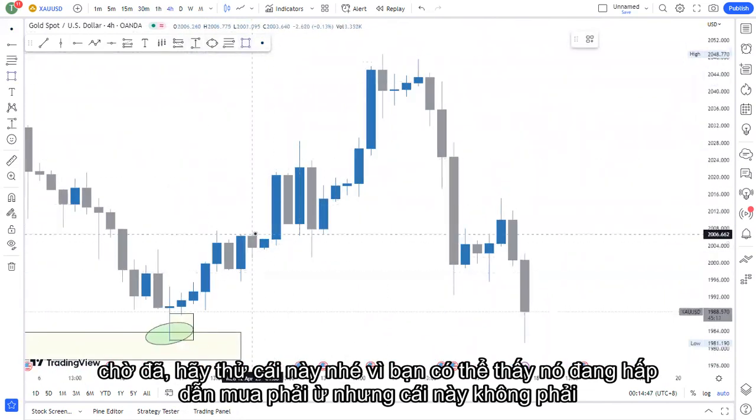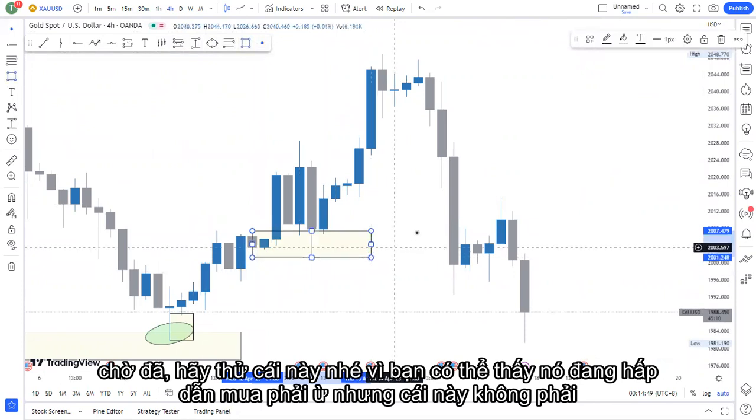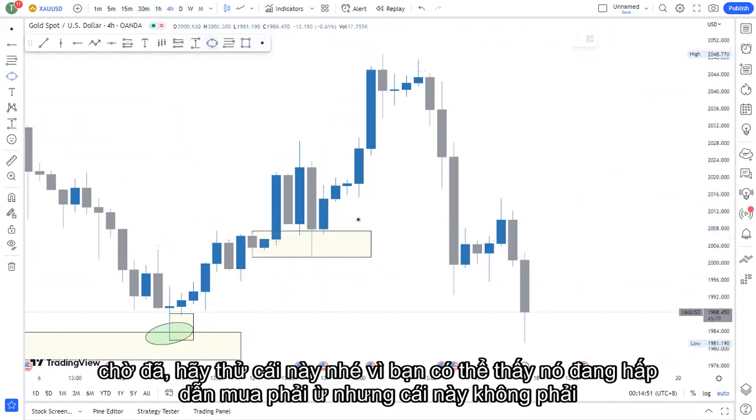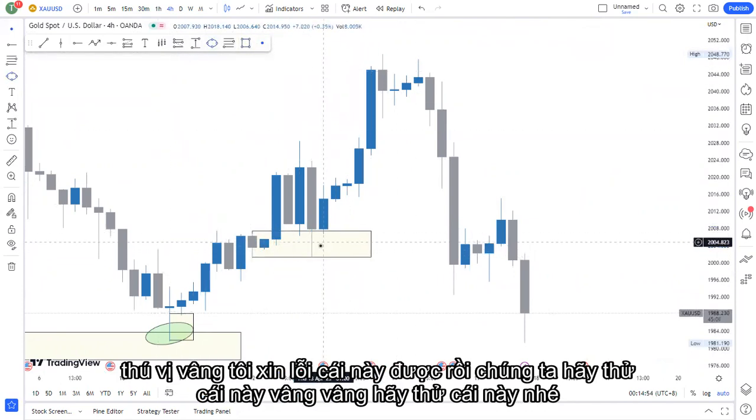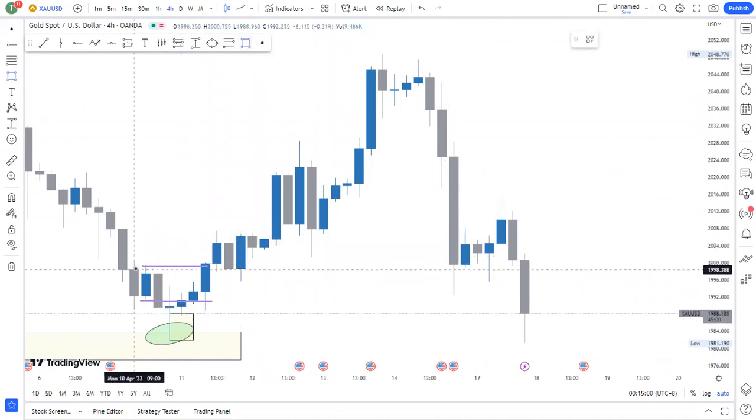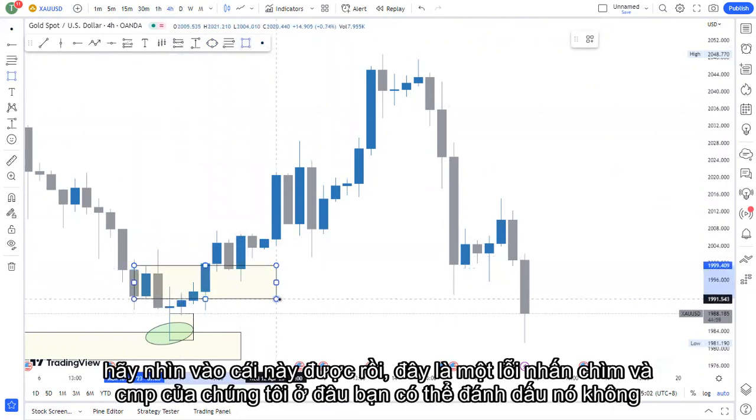Wait, let's try this zone. As you can see, this is engulfing buy, right? Was this not engulfing failed yet? Sorry, this one? Okay, let's try this one. Let's look at this one. Okay, this is an engulfing fail.